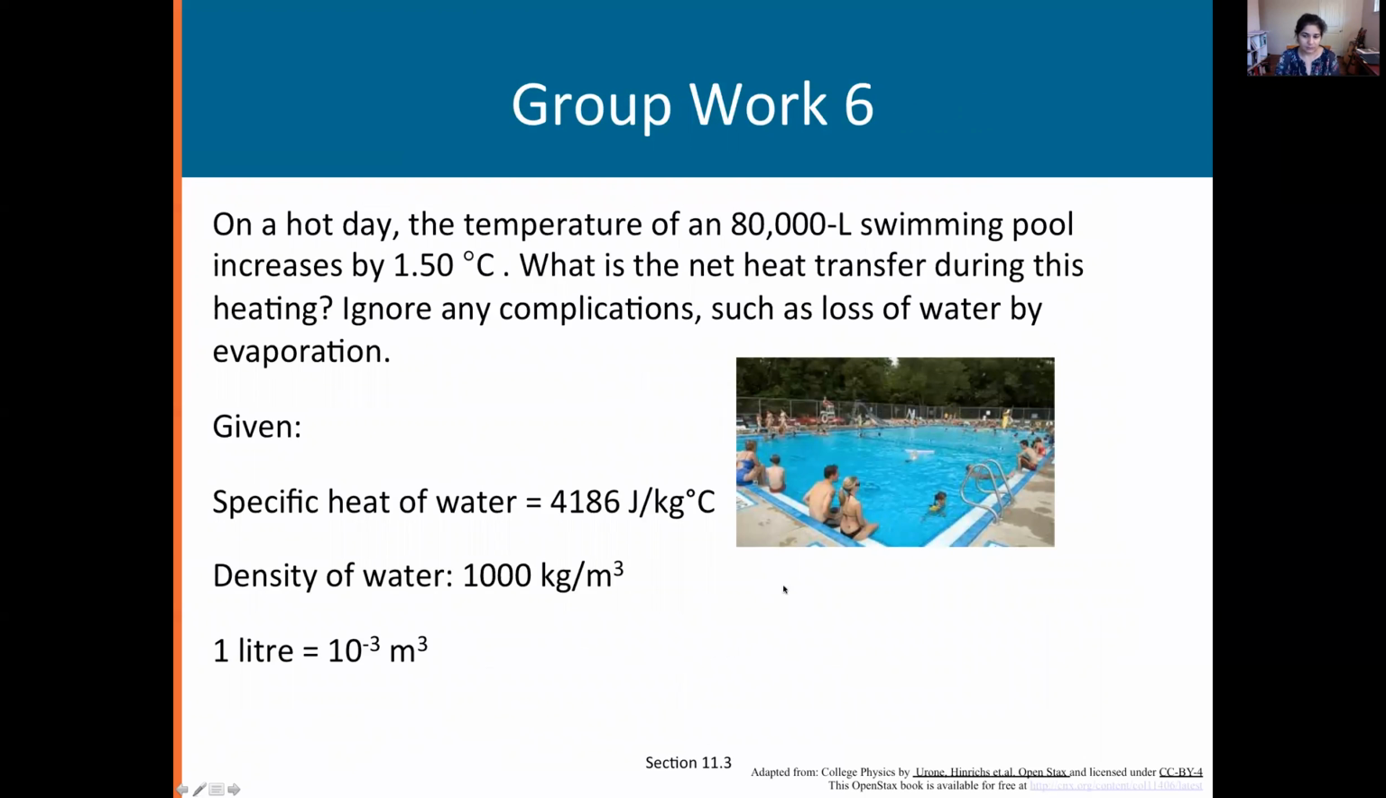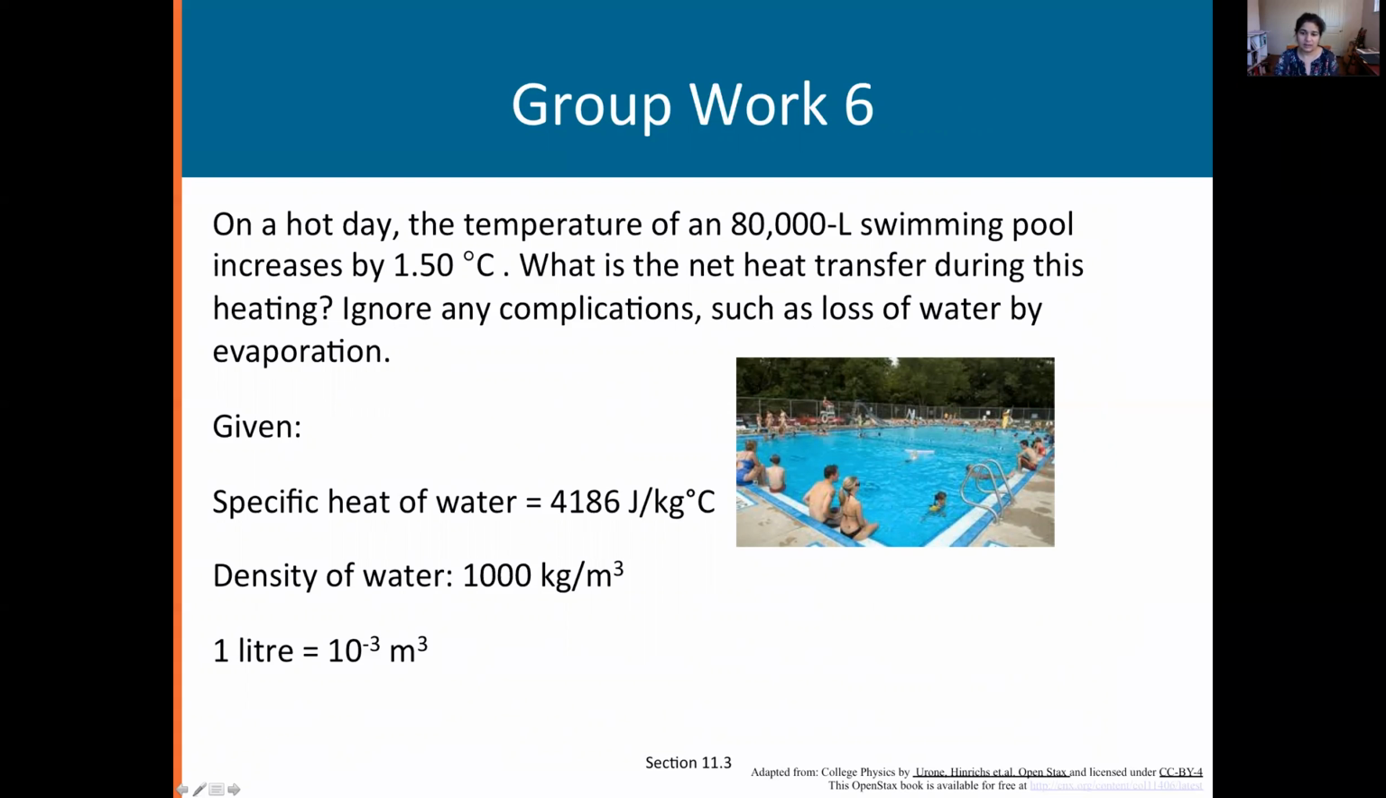Let's look at one last question. On a hot day, the temperature of an 80,000 liter swimming pool increases by 1.5 degrees Celsius. It's my delta T. It's positive. So heat must be going in. What is the net heat transfer during this heating? Ignore any complications such as loss of water by evaporation.